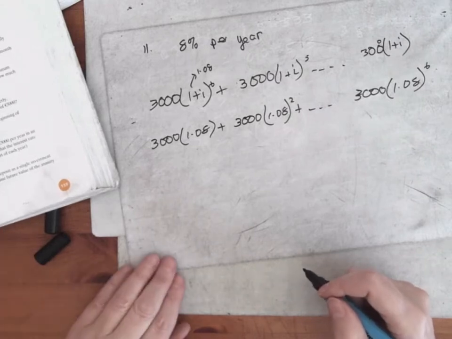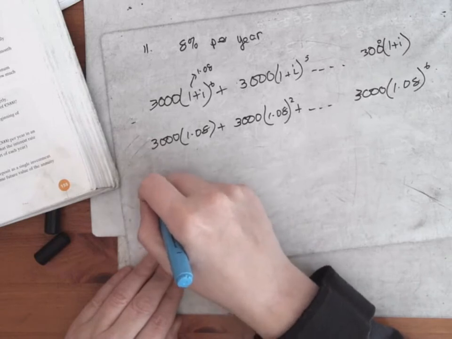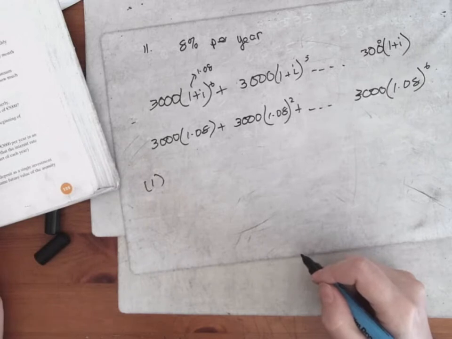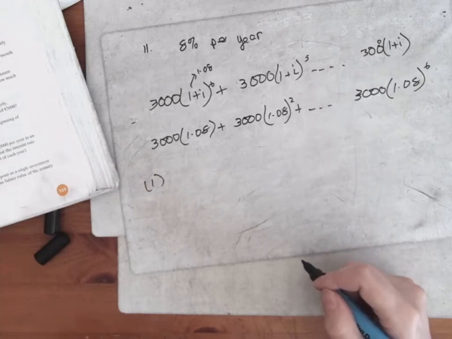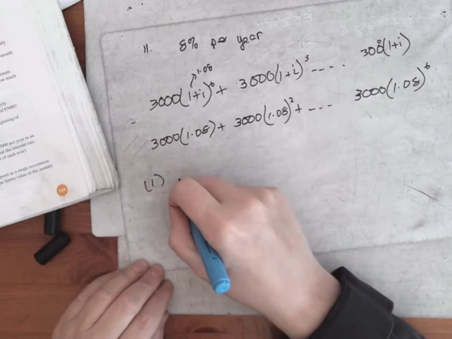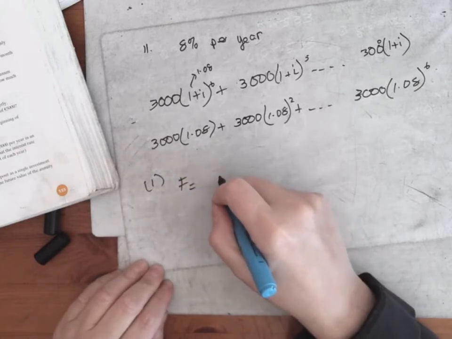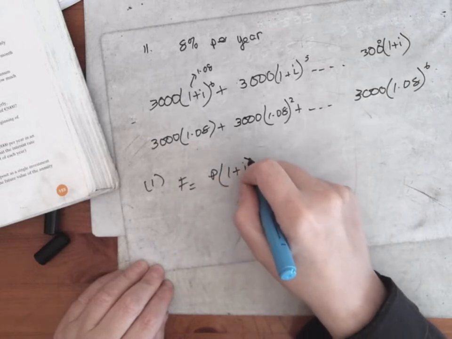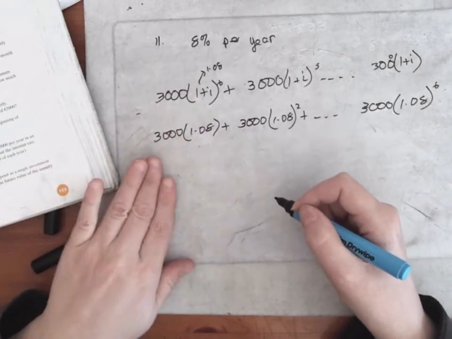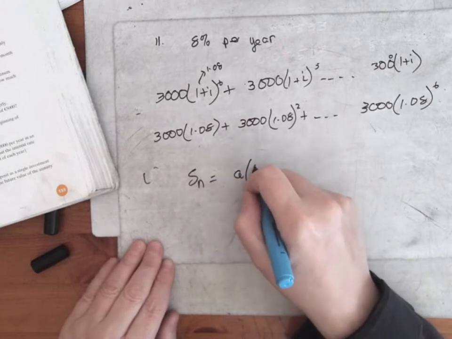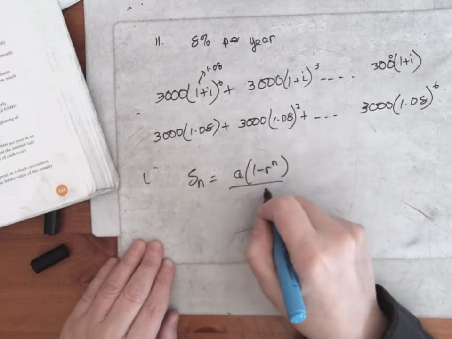Calculate the present value. Okay, so the present value is, let's see, the future value. The present value is how much it is now. Okay, so just give me a sec. The future value is present value times 1 plus I to the power of, oh sorry, what am I doing? Right, okay, Sn is how much she's going to save. So that would be A times 1 minus R to the power of n all over 1 minus R.